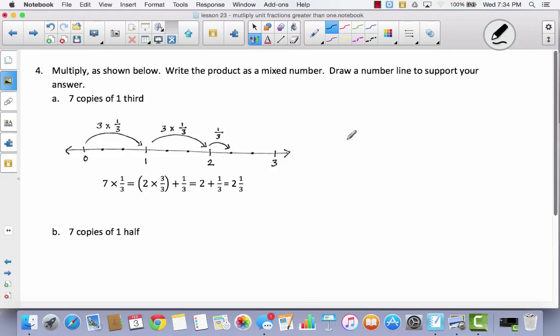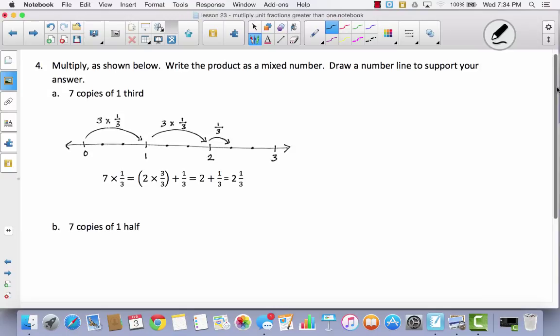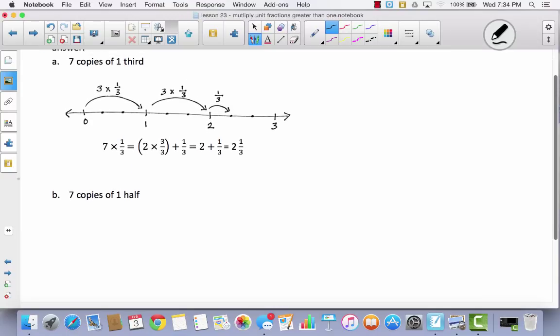All right, now, multiply as shown below. Write the product as a mixed number. Draw a line to support your answer. So we're going to continue to do the same thing. We're just going to have a little bit left over, okay? So you can see here they had 7 copies of 1/3. That just means 7 times 1/3. That's all that means. So they did groups of 3, and then they had 1 left over. So we're going to do 7 copies of 1/2. That just means 7 times 1/2.